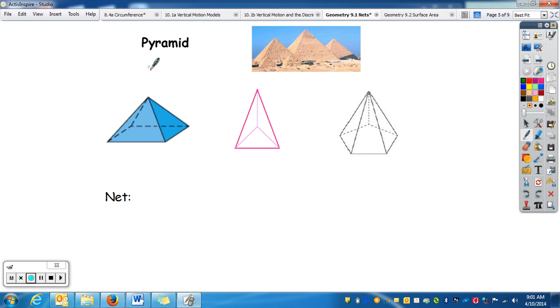A pyramid is our next polyhedron, and it's a polyhedron again because all the sides are polygons. There are different types of pyramids. This one here is called a square pyramid.